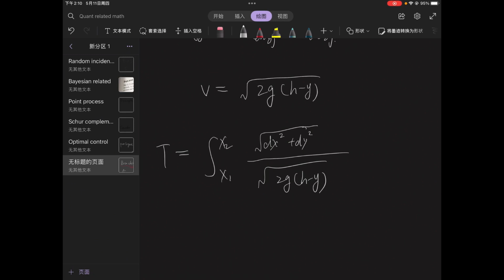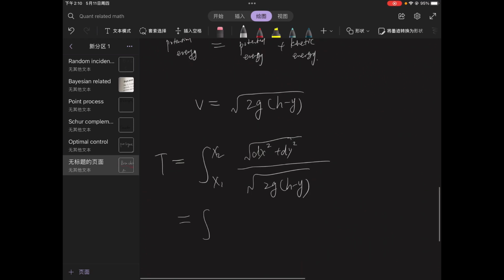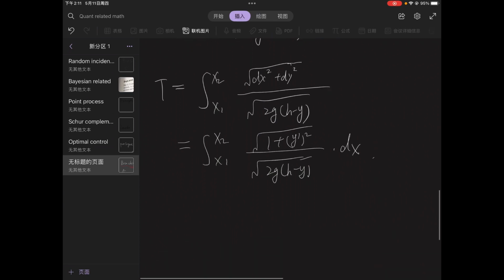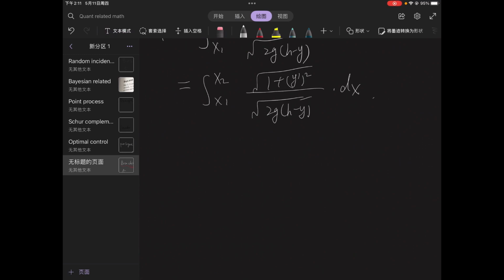And we don't want dy and dx all over the place, so we can rewrite it as an integral from x1 to x2. We divide both sides by dx. So what do we get? We got the square root of 2g(h minus y) in the denominator, and here is just the square root of 1 plus y prime squared, right? Because it's dy/dx, then we take a dx out. Now it looks like an integral over x, because now y is a function of x again. And I want to find a y such that T is minimized.